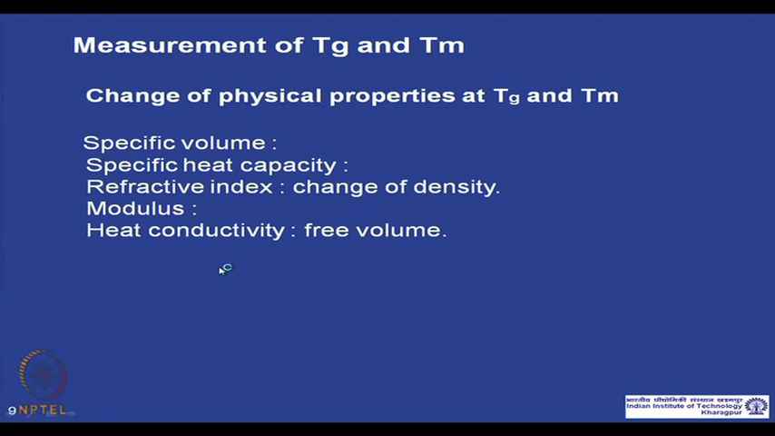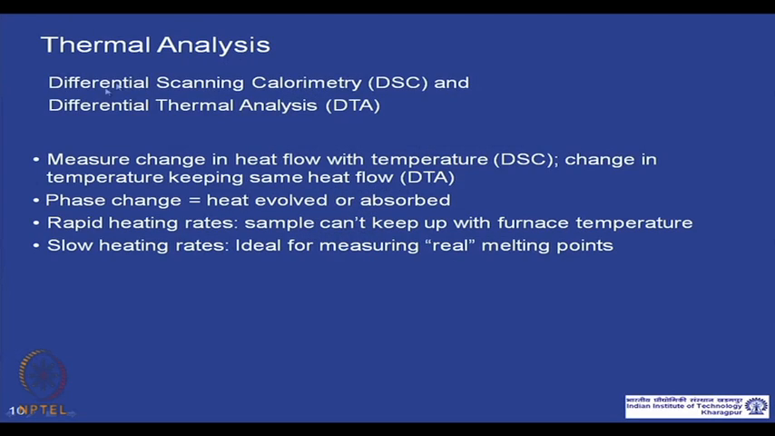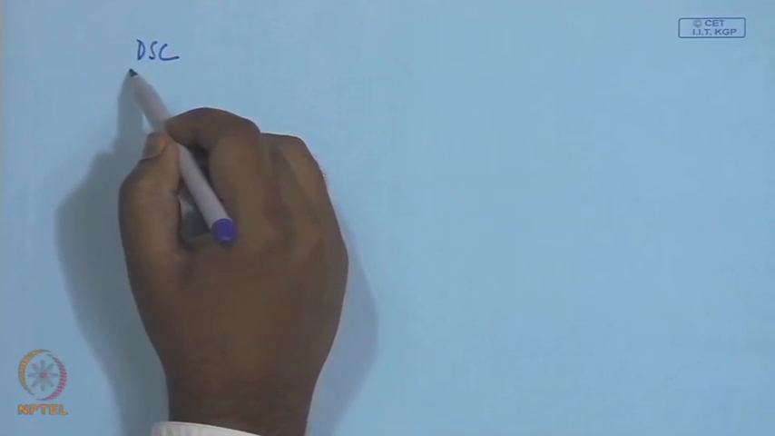The most basic techniques which are used in the laboratory for determining Tg and Tm are DSC and DTA. DSC stands for differential scanning calorimetry and DTA stands for differential thermal analysis. What is the principle of DSC and DTA?